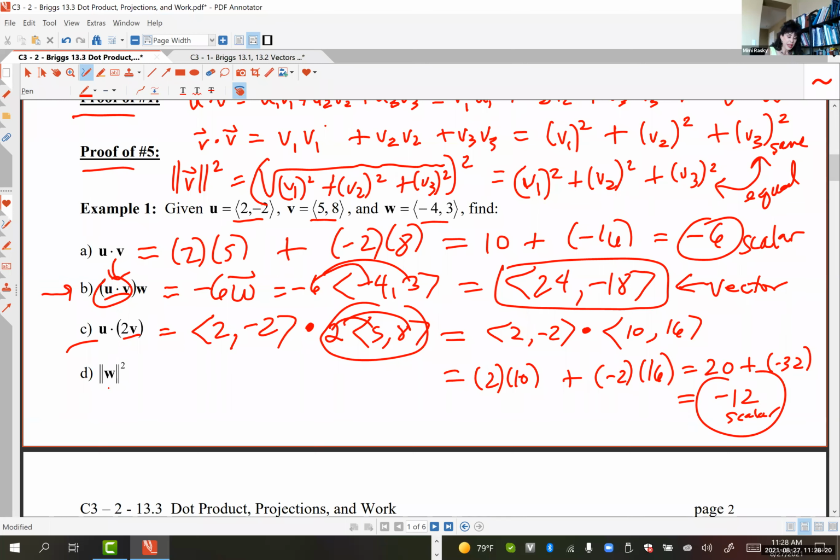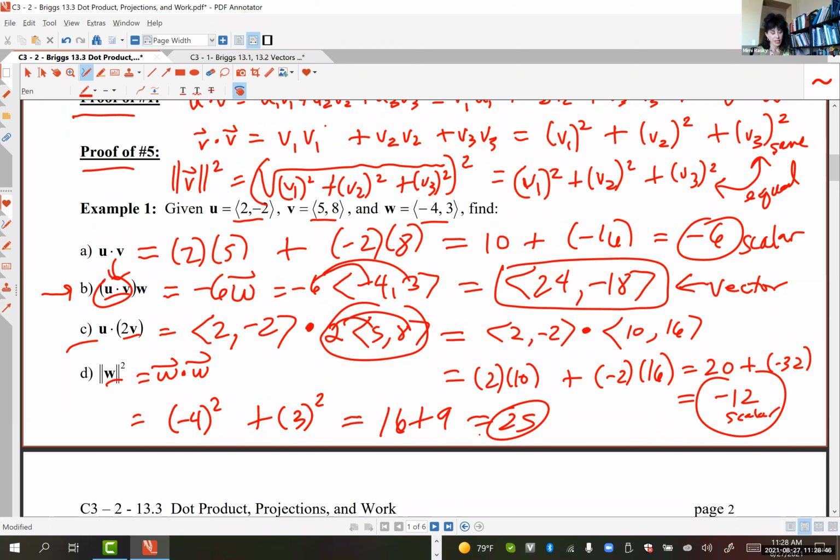And finally, the magnitude of w squared, which doesn't involve a dot product, but if you wanted to, it would give you the same result as w dot product with itself. Let's just use example 5 anyways, and I claim it'll be the same. It's just going to be -4 squared plus 3 squared, which is 16 plus 9, which is 25. And I'm done. And I'm done with example 1. And this is a scalar.